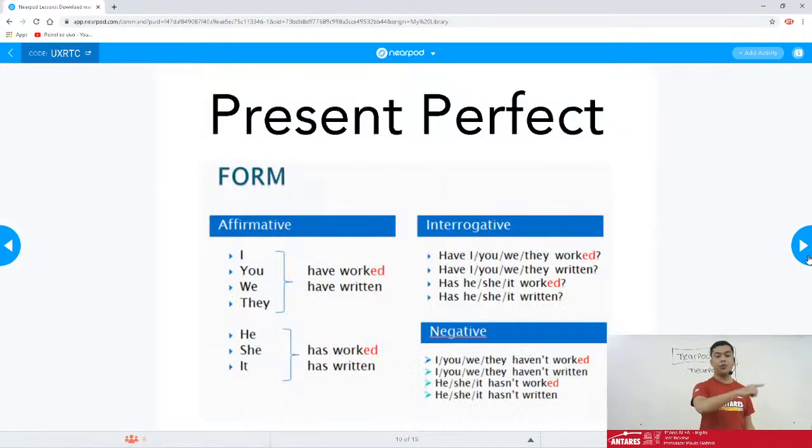Now you are going to answer, and there is still the form, okay? For the persons I, you, we, they, we use the auxiliary verb have. And for the persons he, she, it, we use the auxiliary verb has. And the following verb comes in the past participle, which could be regular or irregular, depending on the verb, okay? Let's go to the next one so they can answer a quiz.